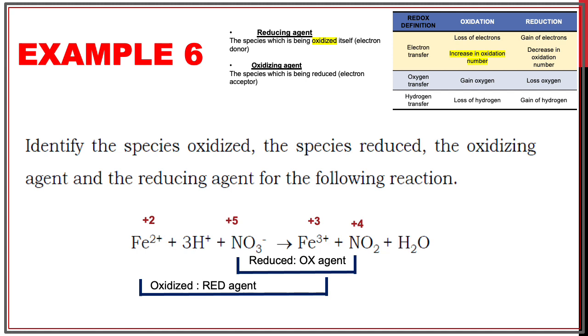For NO3- to NO2, the oxidation number for nitrogen is positive 5, and then the oxidation number for nitrogen in NO2 is positive 4. We talk about nitrogen only. So from here you can see that it is decreasing in oxidation number. When decreasing in oxidation number, it is a reduction process, so it is the oxidizing agent.